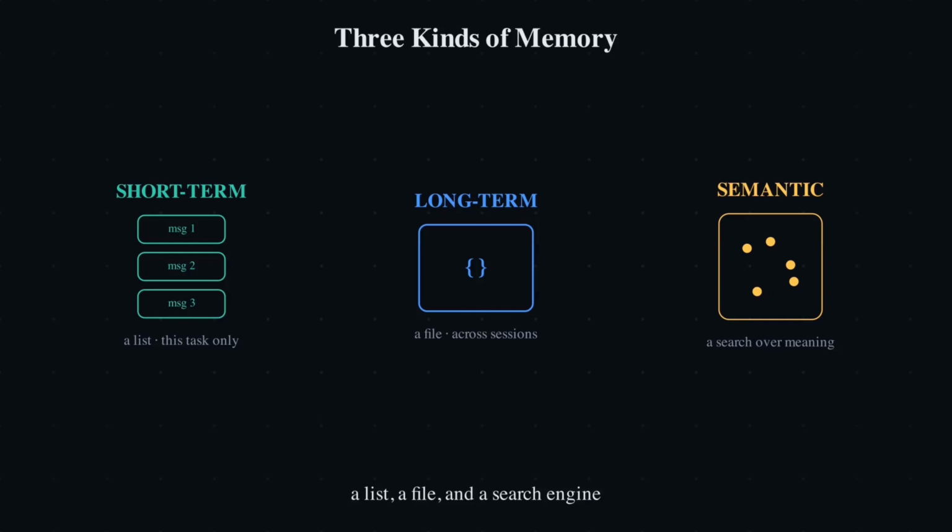Third is semantic memory, a searchable store of past information you retrieve by meaning, not exact match. This is where your embeddings and retrieval come in, the thing people call RAG. Short term is a list, long term is a file, semantic is a search engine over meaning. Three tools, three jobs.